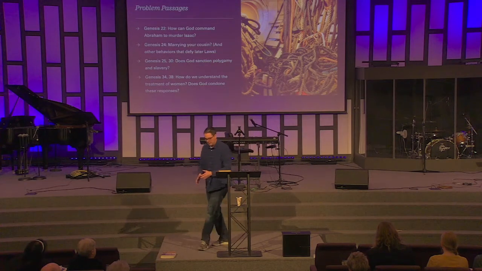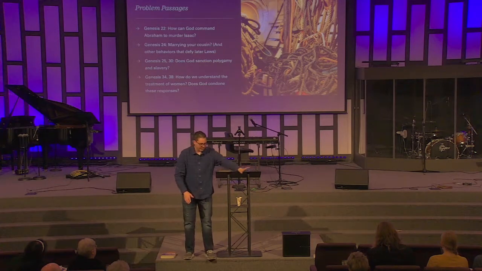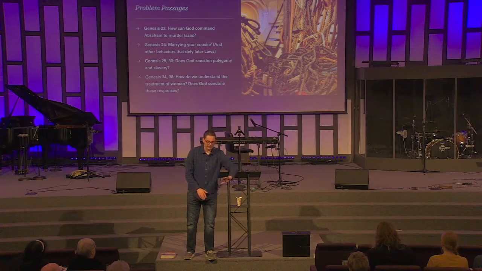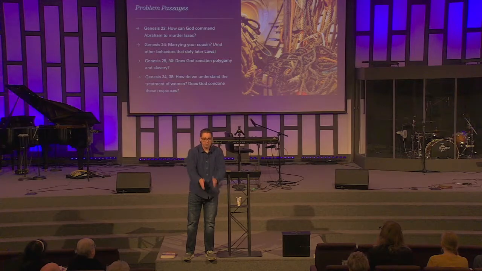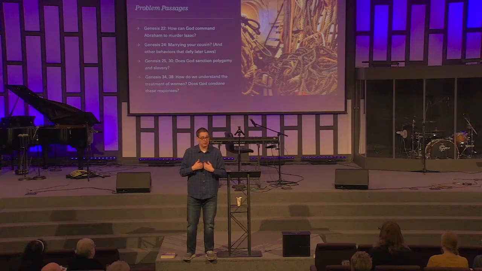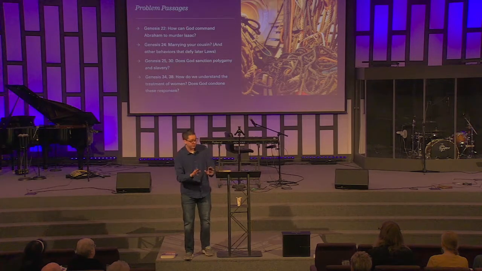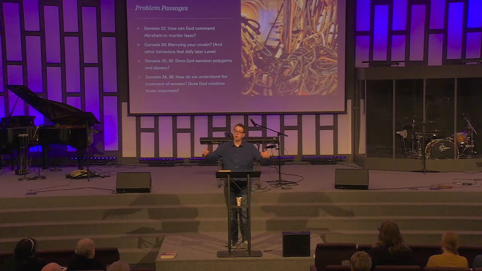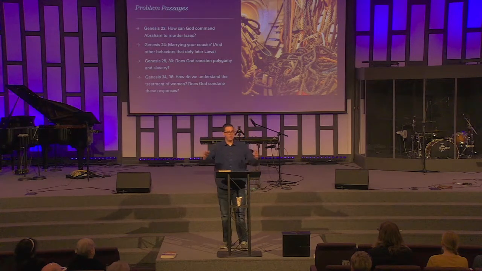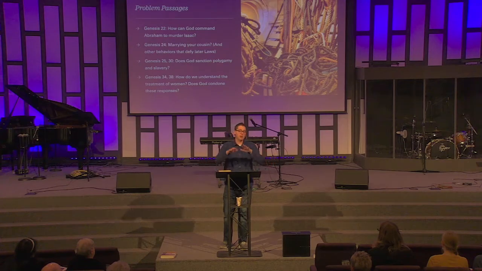They literally cut an animal in half. They put one half on one side, one half on the other. They walked through the middle of the animal, and it was a symbolic way of saying, may the same thing that happened to this animal happen to me if I don't keep my end of the arrangement. Now, most of the time, there would be two parties in the covenant where both would split the animal and both would walk through. It's basically a contract obligation. You do your part, I'll do mine.